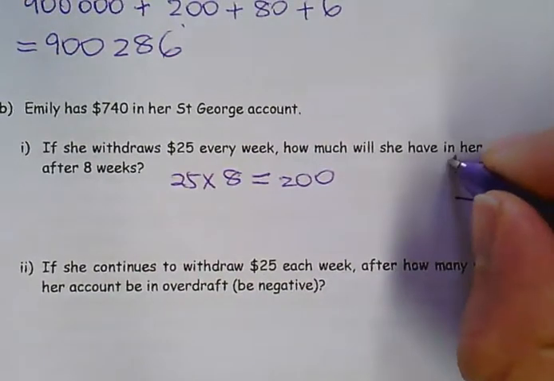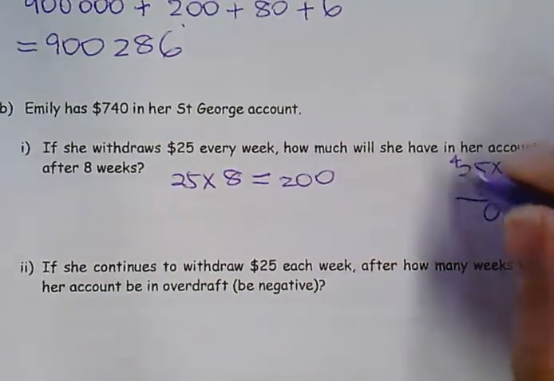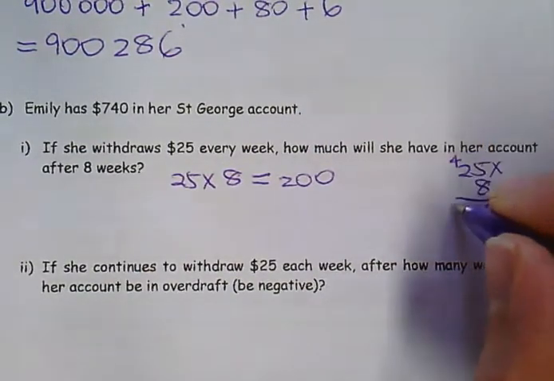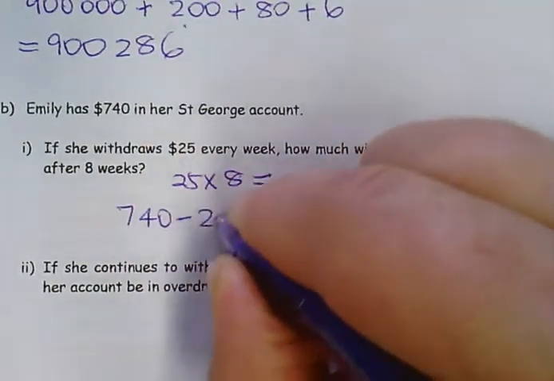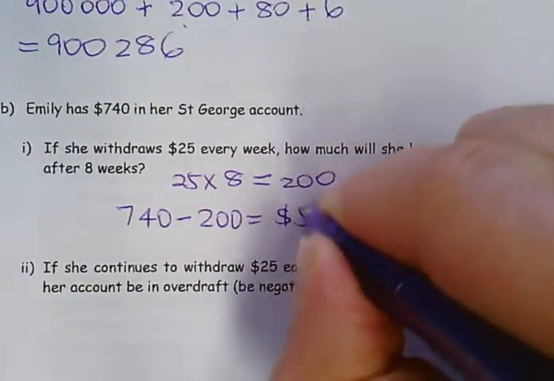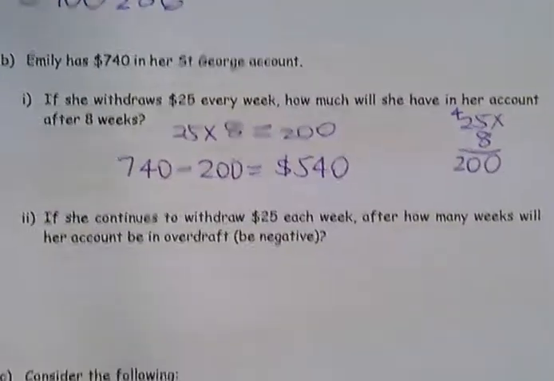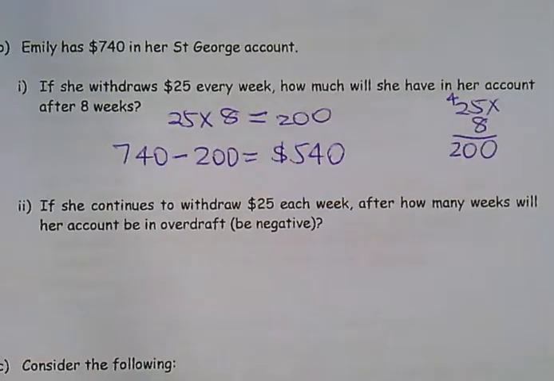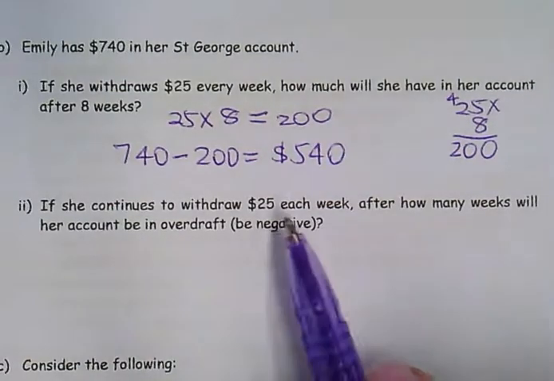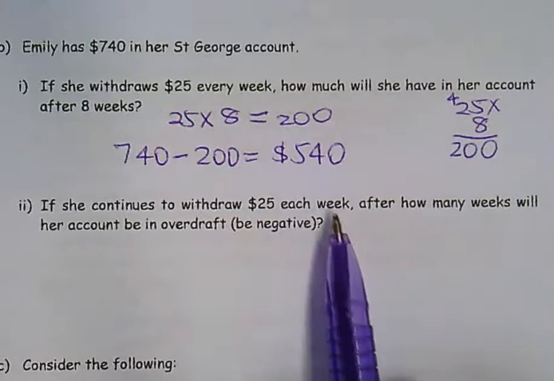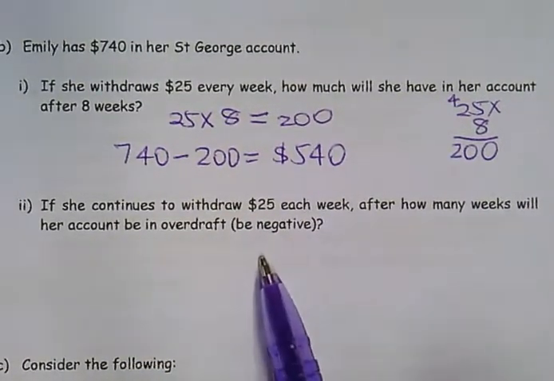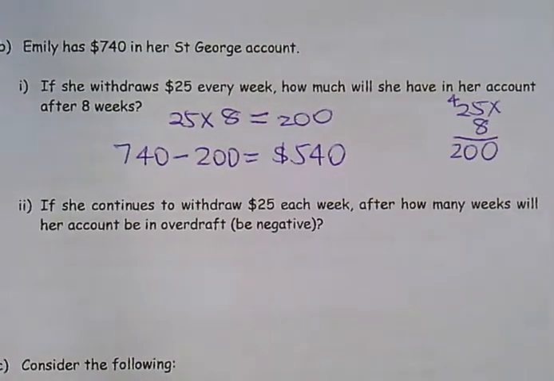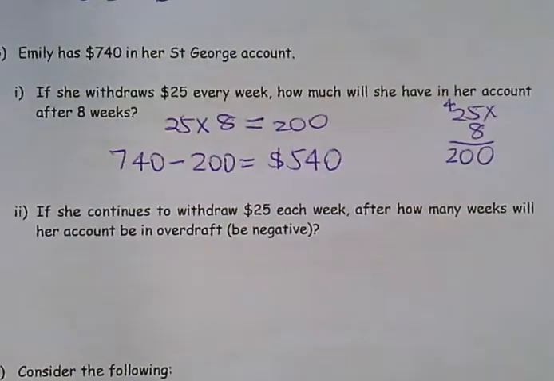5 times 8 is 40. 0 carry 4. 8 times 2 is 16, plus 4 is 20, so it's 200. So we need to do 740, take away 200, and that gives us $540. And the next question says, if she continues to withdraw $25 each week, after how many weeks will her account be in overdraft? Now, we need to see how many 25s go into 740.